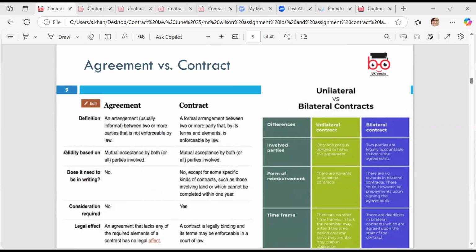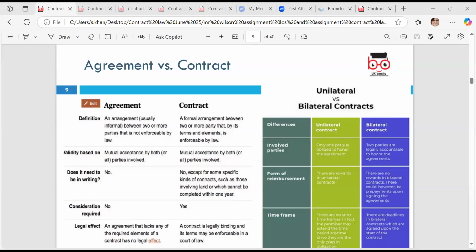Agreement versus contract. In that diagram, it identifies the definition, what the validity is based on, whether it needs to be in writing, whether consideration is required, and if it's legally effective. While all contracts are agreements, not all agreements are contracts. An agreement is a broad term encompassing any understanding or arrangement between two or more parties, while a contract, as we mentioned before, is a specific type of agreement which is legally binding and enforceable in a court of law.